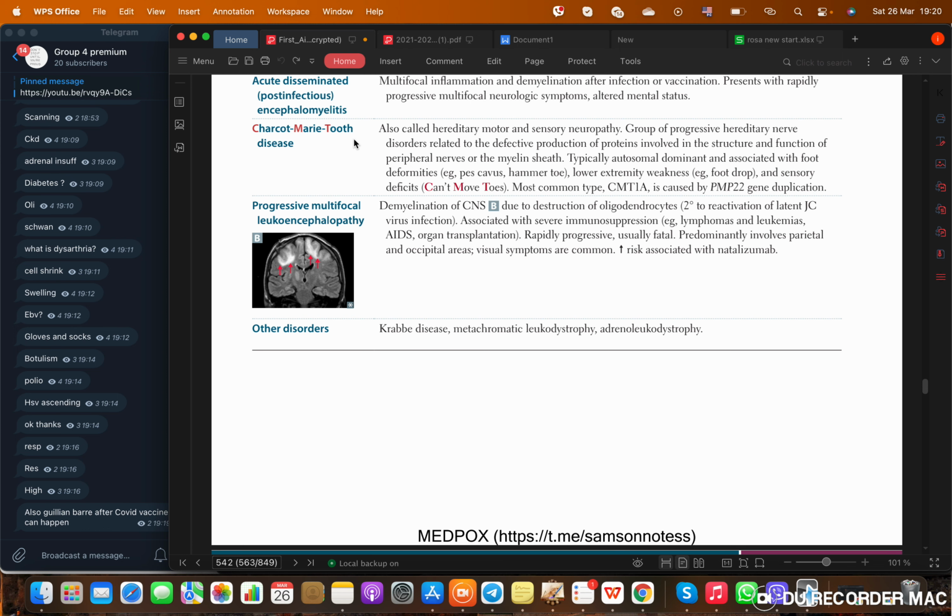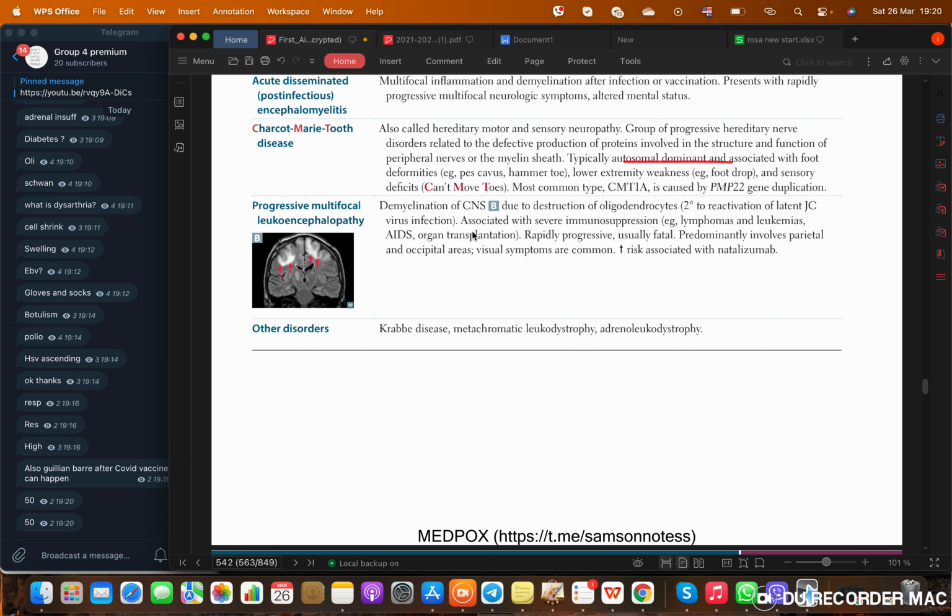Charcot-Marie-Tooth disease, they just ask about one picture and the diagnosis. I will read the whole thing, but I will show you the picture and tell you the diagnosis. Also known as hereditary motor and sensory neuropathy, also a demyelination disorder that is hereditary, a group of progressive hereditary nerve disorders related to a defect in the production of a protein involved in the structure and function of the peripheral nerve and their myelin sheath. Autosomal dominant, that means if the father is affected, what is the chance of the baby getting it?